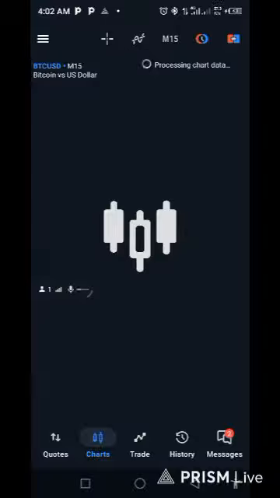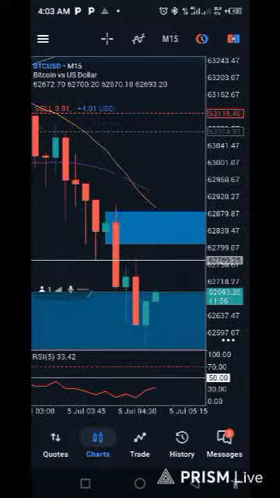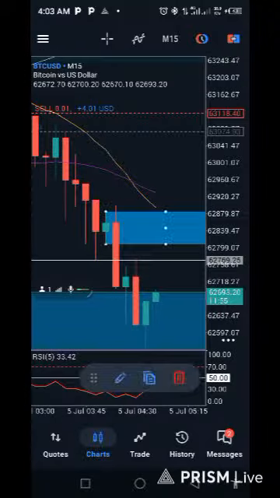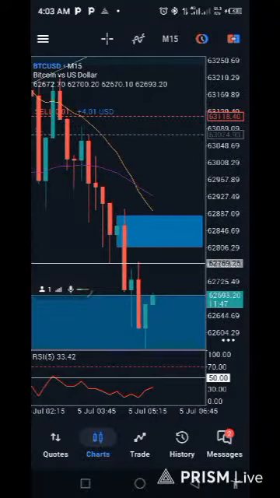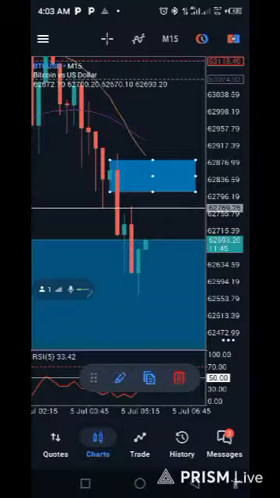Let me just mark where you can enter a trade if you want to join. This is where you can enter a trade here, but wait for confirmation before you enter.